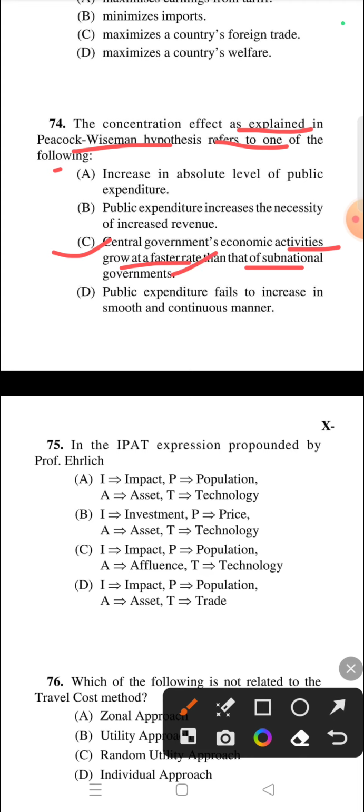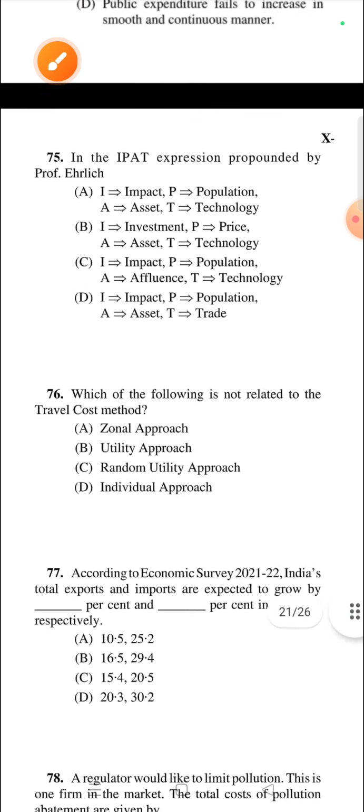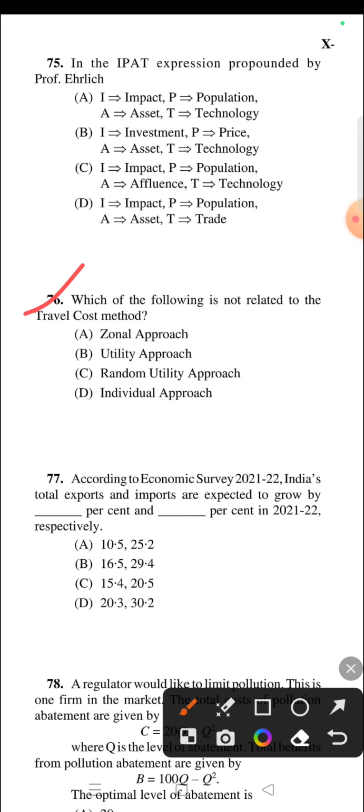Question number 75. In the IPAT expression propounded by Professor Ehrlich, what is the full form of IPAT? I for impact, P for population, A for affluence, T for technology. Option C. Question number 76. Which of the following is not related to the travel cost method? Utility approach is not related to travel cost method. Question number 77. According to Economic Survey 2021-22, India's total exports and imports are expected to grow by blank percent and blank percent in 21-22 respectively. Right answer is option B, 16.5 and 29.4.